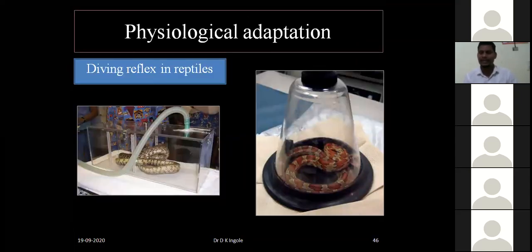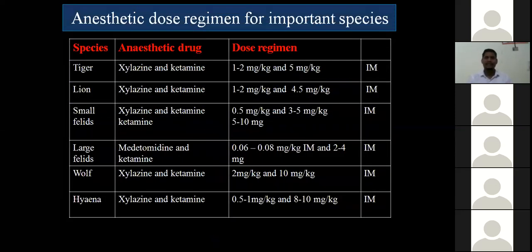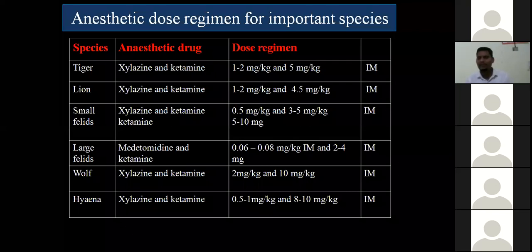Then physiological adaptation. If you are giving any gaseous anesthesia to reptiles, we know they have diving reflexes. They can withhold the breath for a longer time. Then anesthetic dose regimen. Always remember, we should not mug up the dose rate for wild animals. Always reset your mind to zero, and after deciding the operation, you can get the references and go through the dose rate. We should not mug up and remember the dose rate.